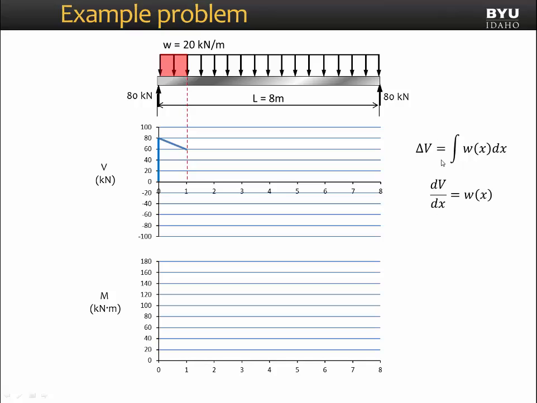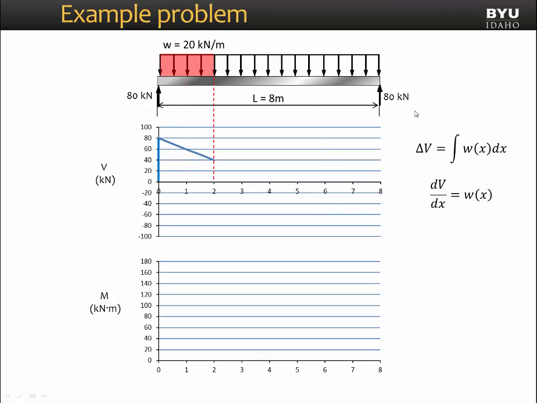Another way to state this is with this rule here that says a change in our shear diagram is equal to the integral of our distributed load function. And the integral of the distributed load function is just the area under the distributed load. The area is equal to negative 20 kilonewtons per meter times 1 meter wide. That gives us a value of negative 20 kilonewtons. So we get a change in our shear diagram over 1 meter of 20 kilonewtons. Because this distributed load is uniform, it is a constant. So our slope will be constant for the entire beam.